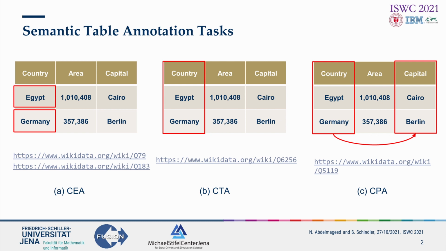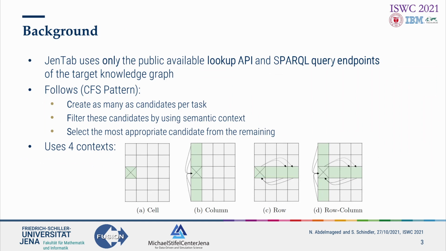Semantic table annotation tasks, as described by the SemTab challenge, assign the individual table components to knowledge graph entities, types, or properties. JenTab tries to solve the semantic table annotation tasks. It uses only the publicly available lookup API and SPARQL query endpoint for the target knowledge graph. JenTab follows a create, filter, and select, or CFS, pattern and exploits 4 different contexts to implement it.